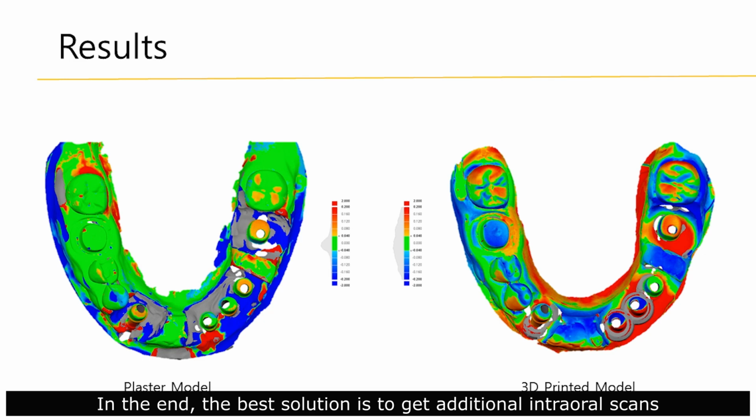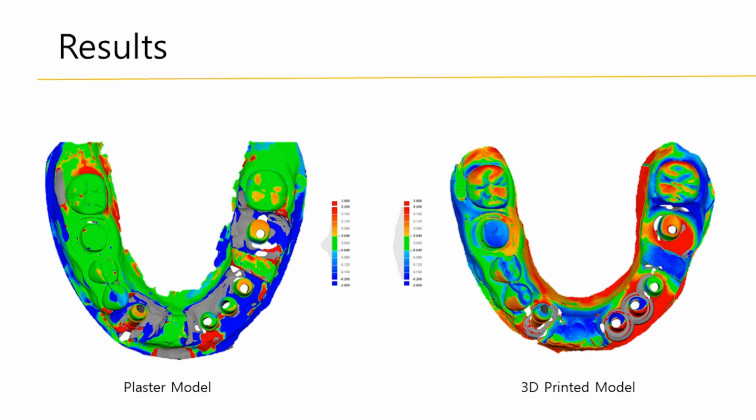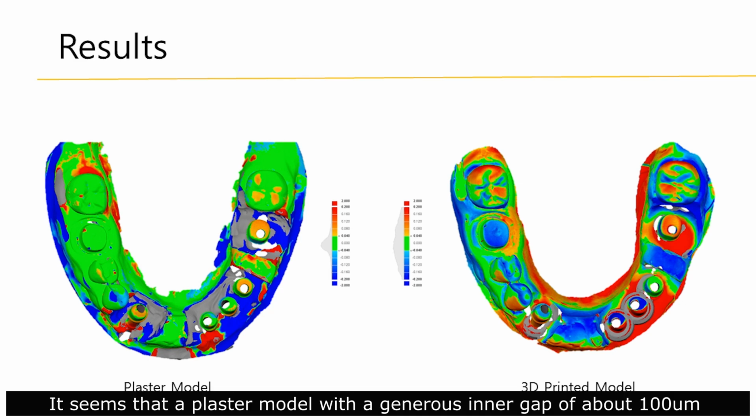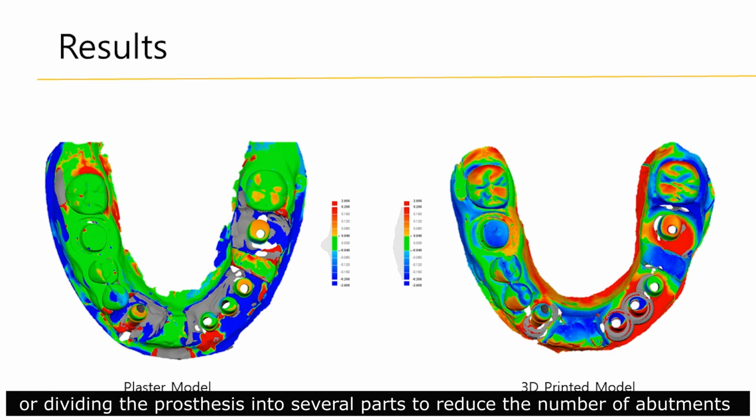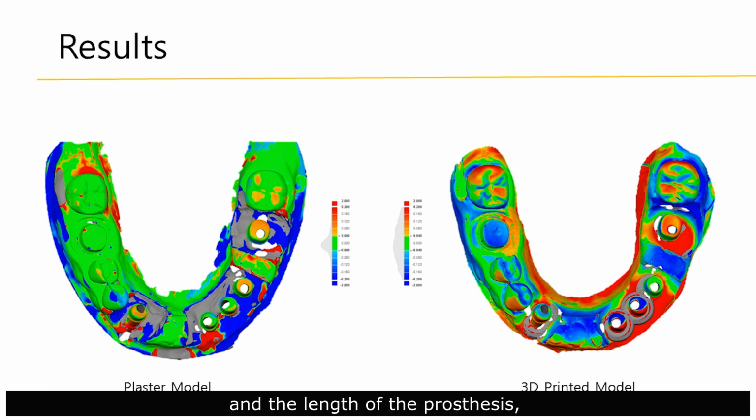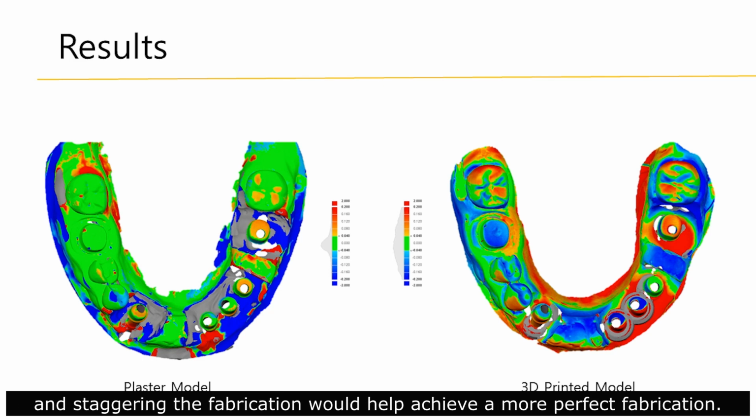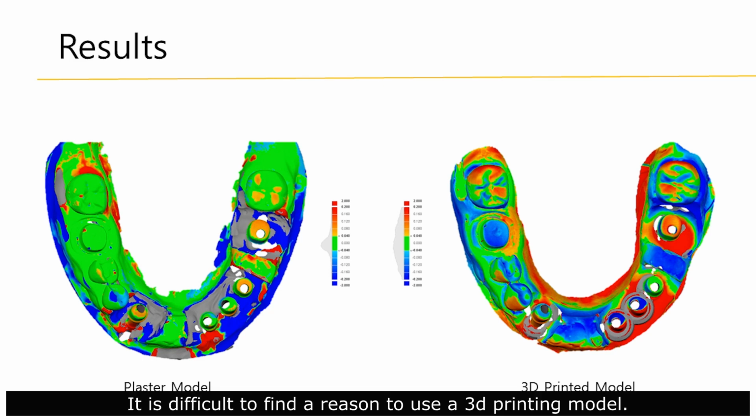In the end, the best solution is to get additional intraoral scans or impressions in the patient's mouth. It seems that the plaster model with a generous inner gap of about 100 micrometers, or dividing the prosthesis into several parts to reduce the number of abutments and the length of the prosthesis, and staggering the placement, would have achieved a more perfect fit. It is difficult to find a reason to use a 3D printing model.